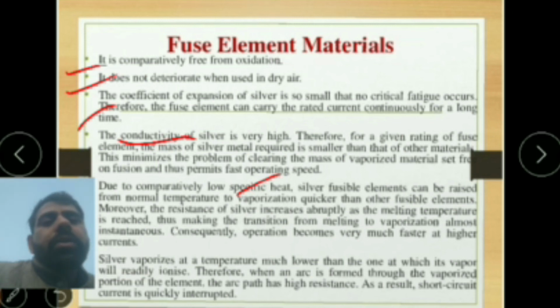So we can conclude over here that the best fuse material is silver, which has a high conductivity. During high current, that conductivity takes place, and it has a very high deteriorating capacity in case of dry air, and it is free from oxidation as well. So it is a very good fusible material. So silver is always used in the construction of our fuses.